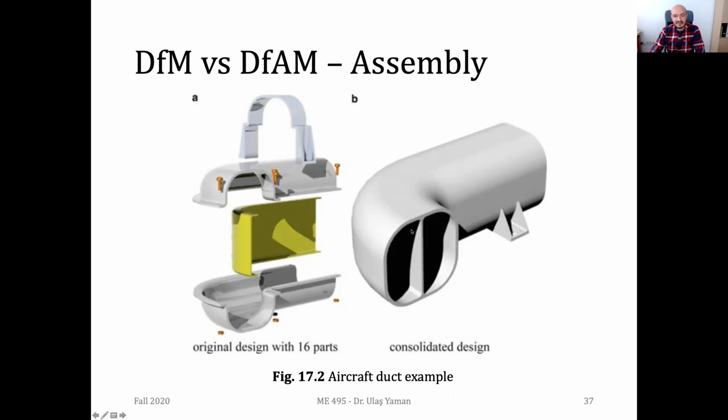But again, in additive manufacturing, you may not have a fully consolidated design. Instead of having 16 parts, you may have maybe 3 or 4 parts. Again, that might be a kind of design for service. For instance, if this is the part which is breaking commonly, then you may do it separately in your additive manufacturing approach.